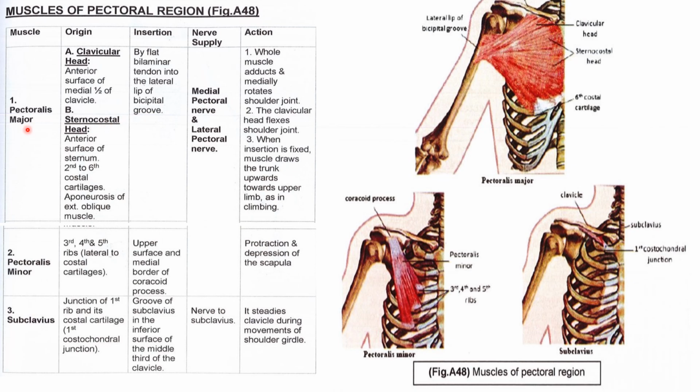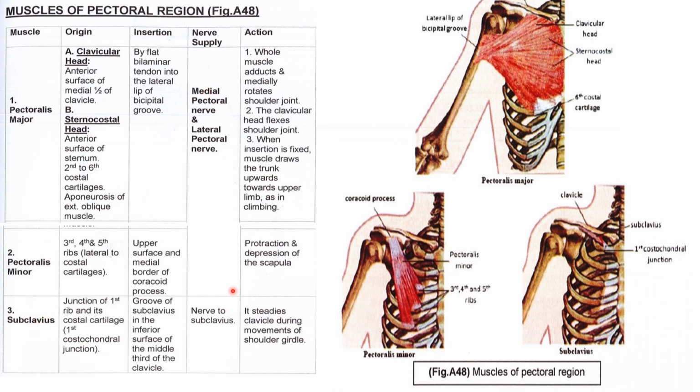Then the nerve supply. The pectoralis major is supplied by the medial pectoral nerve and the lateral pectoral nerve. The pectoral nerves are going to supply the pectoral region. Look again: the pectoralis muscles, pectoralis major and pectoralis minor, are going to be supplied by the medial pectoral nerve and lateral pectoral nerve. Then the subclavius is supplied by the nerve to subclavius.